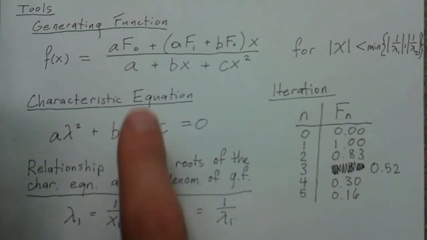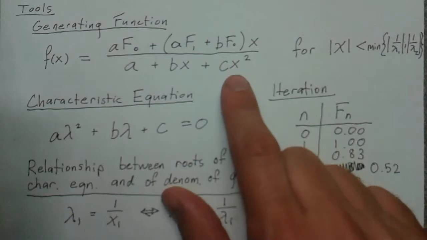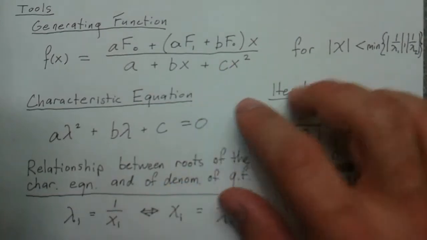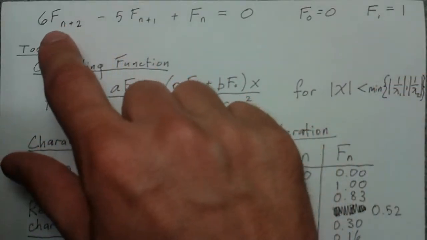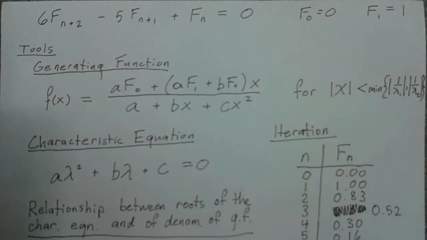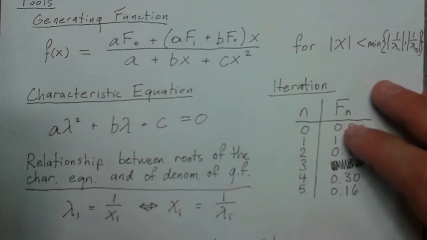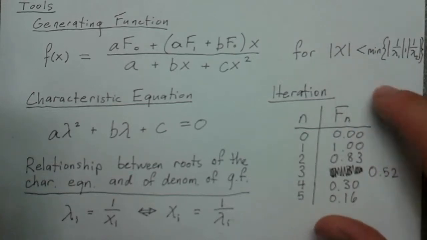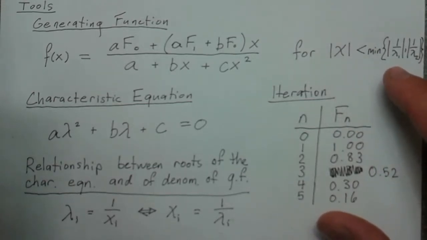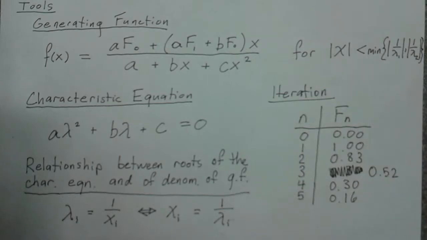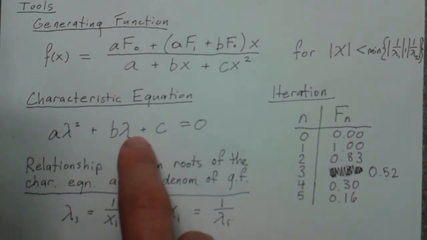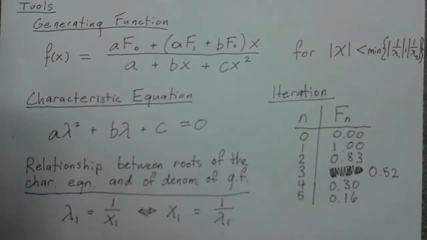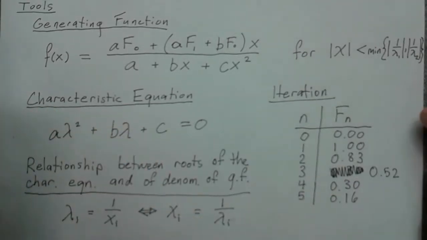So this is the generating function. It's always going to be this rational function where a, b, and c are the coefficients here, 6, -5, and 1. And this generating function converges when the absolute value of x is less than the lesser of the reciprocals of the roots of the characteristic equation. And this is the characteristic equation over here. These are the same a, b, and c.